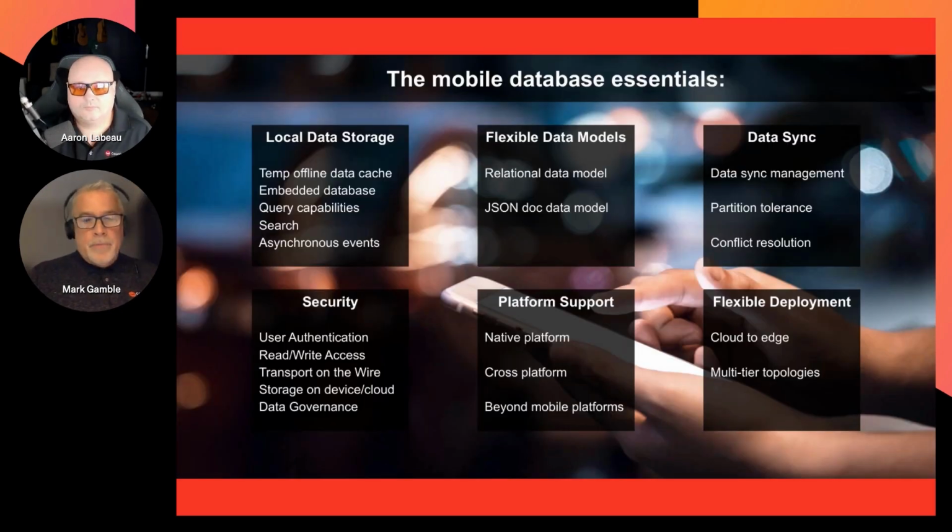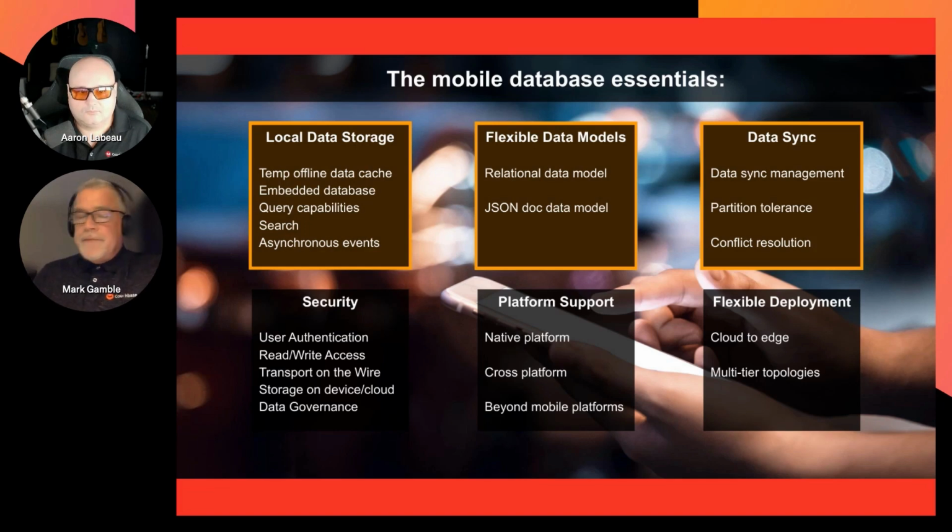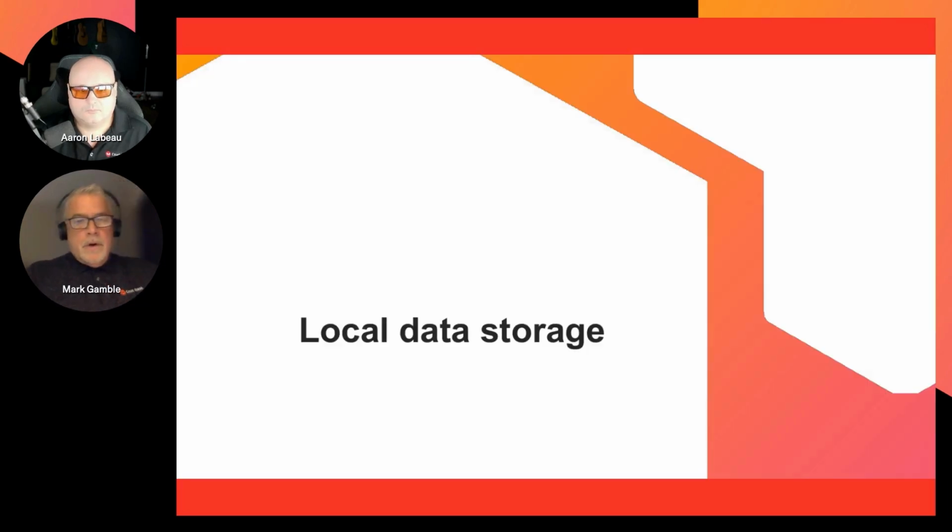So with that, we come to the mobile database essentials. There's really six. This is actually excerpted from a DZone paper that we produced. It covers these six areas: local data storage, flexible data models, data synchronization, security, platform support, and flexible deployment. For the sake of time, and also because we'd like to address specifically how a mobile database platform addresses those pain points, we'll focus on the top three in today's session: local data storage, flexible data models, and data synchronization.